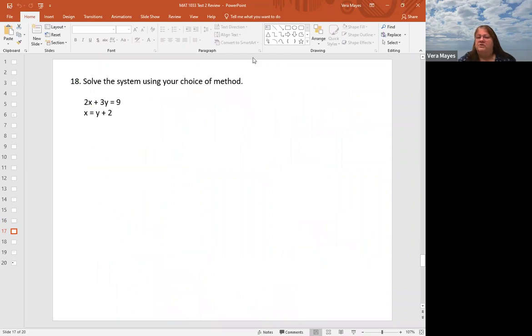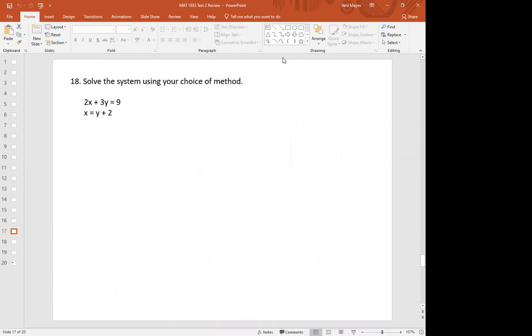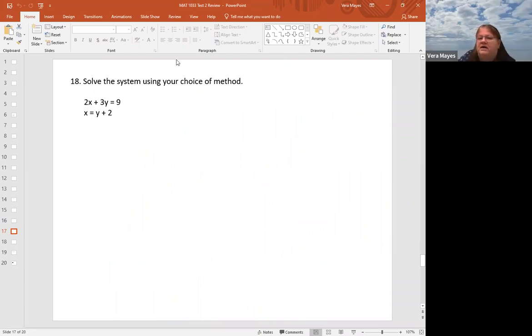Elimination or substitution? Substitution. Exactly, because the y is already by itself. So I can take what y is equal to and plop it in where I see it, and I can take where x is equal to, plop it in.